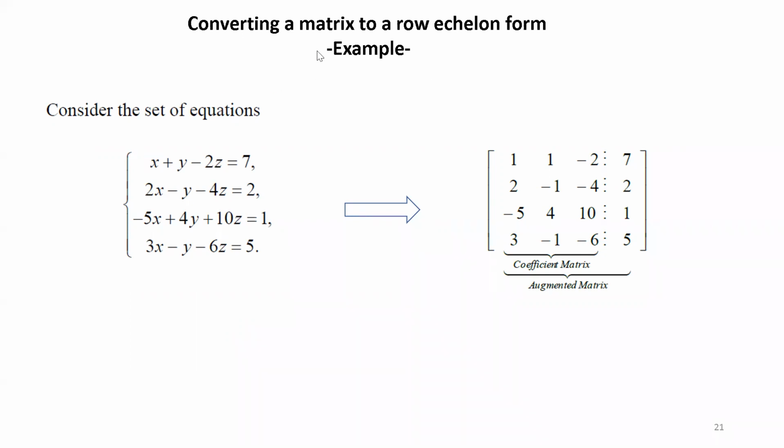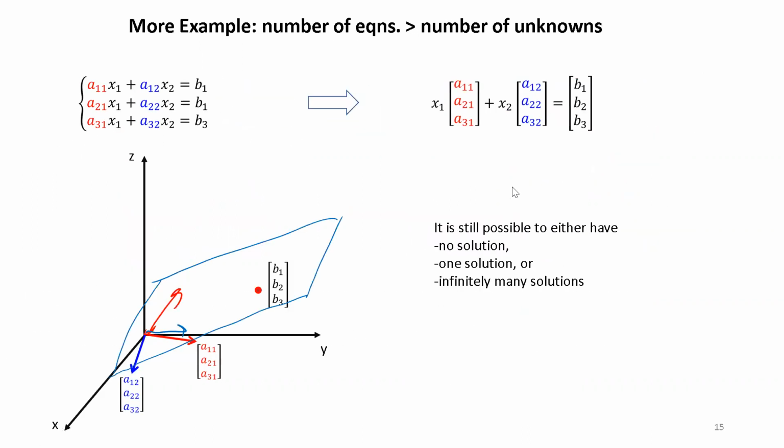Okay, I see a question in the chat room. The question is why the system of equations can be written in vector form. Let me go back to the slides. So for example, here, the system of equations is written in this vector form.